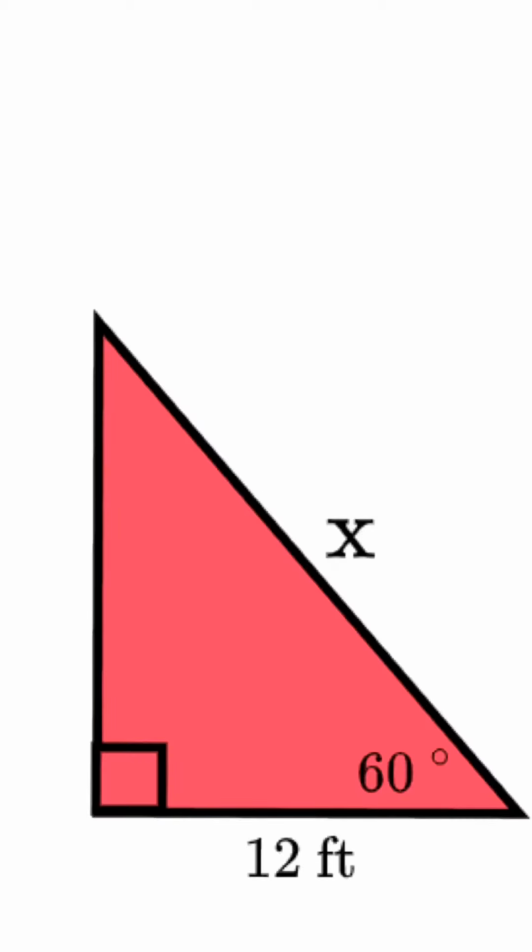Okay, so just one more example. Now, suppose we're given this right triangle, and we can see that the acute angle we've been given is 60 degrees, and we want to solve for the value of x.